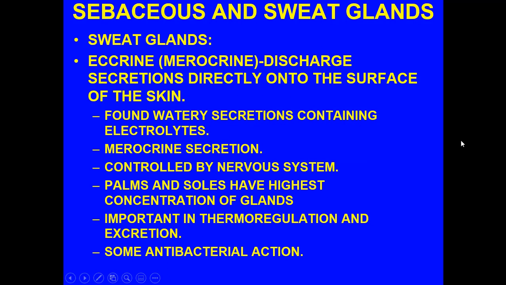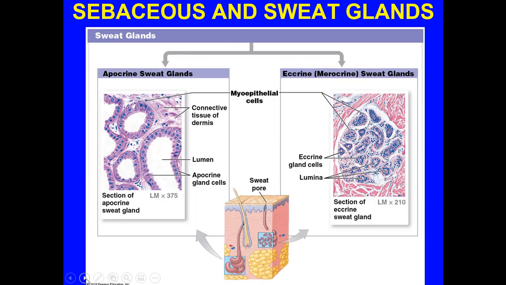When we talk about the eccrine sweat glands, which are also called merocrine, they discharge secretions directly onto the surface of the skin. Now, this is where you get more watery secretion that will contain electrolytes. It also is a merocrine secretion. It is controlled by the nervous system. The palms and soles have the highest concentration of these glands. It's important in thermal regulation and in excretion. And as I mentioned before, there is in sweat, as well as the oil, some antibacterial action that occurs in these compounds.